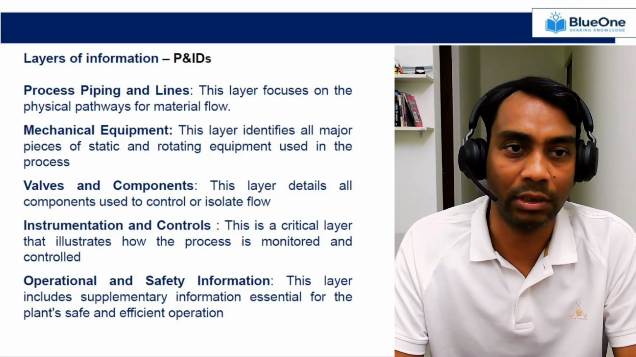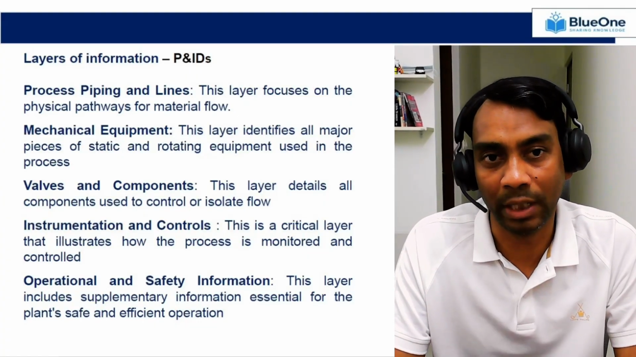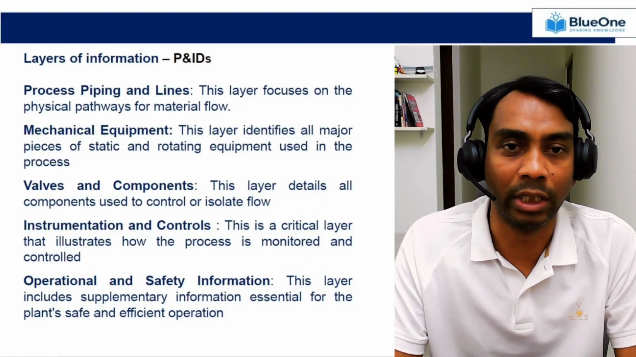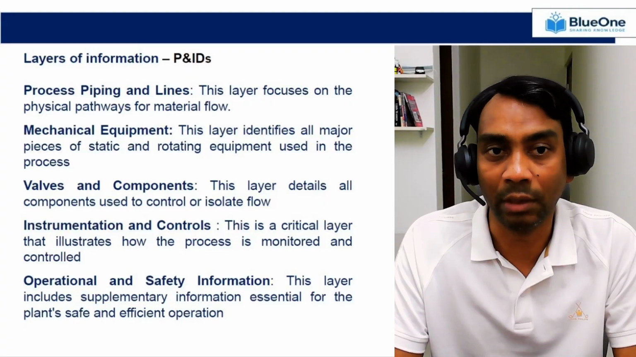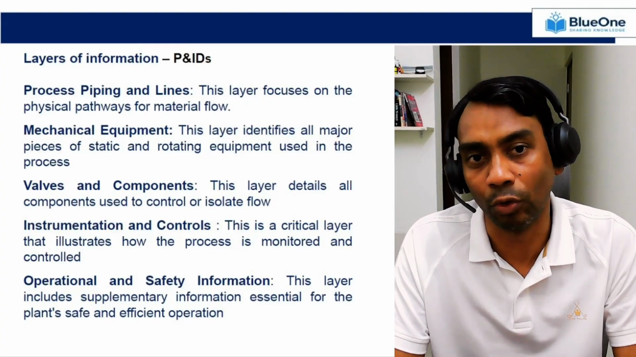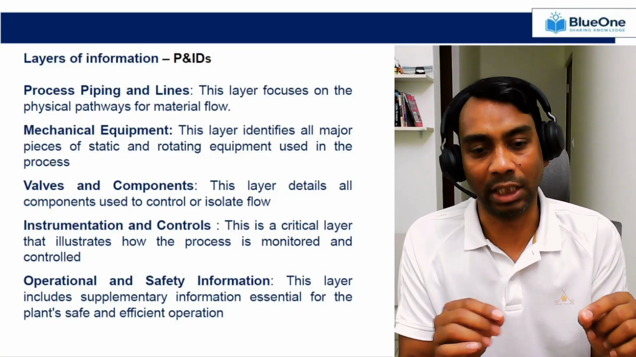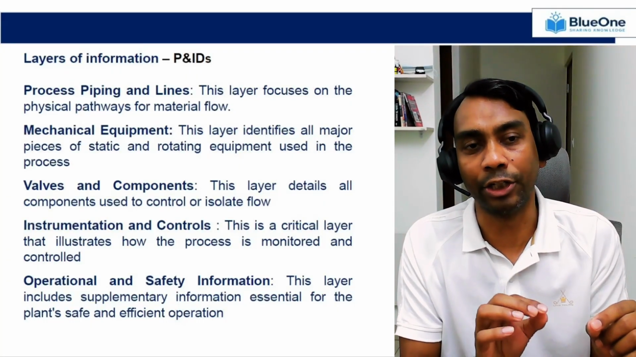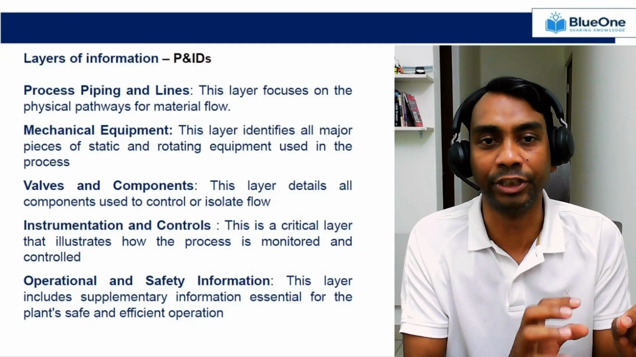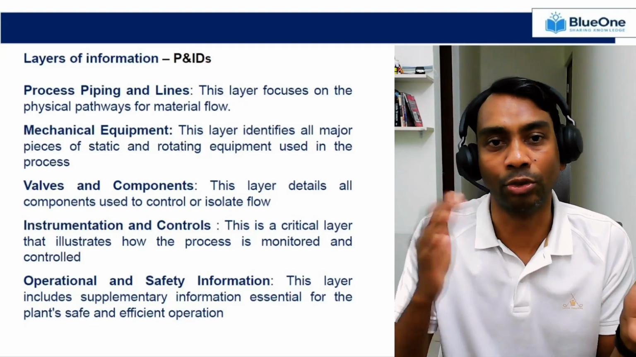Start with layer 1, which is your process piping and lines. This particular layer focuses on the physical pathway for material flow or fluid flow. On any P&ID, you'll see the process piping and lines, and you can clearly navigate your material, energy, or process flow from start to end.